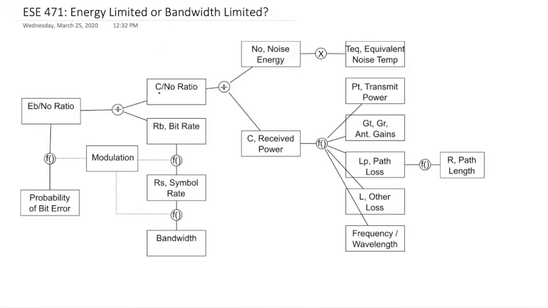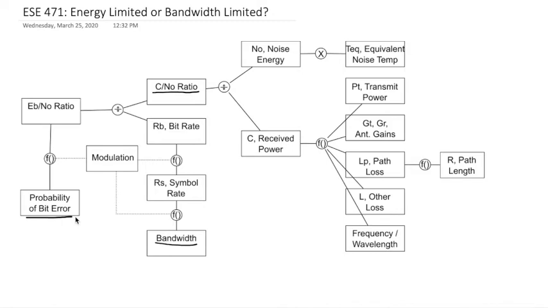Specifically, I'm going to talk about when we're given a C over N naught ratio, or equivalently, we're given the noise and received power model parameters in order to get to the C over N naught ratio. We're also going to be given a bandwidth constraint. That's a very realistic case where we have limited bandwidth. And we're going to be given a probability of error constraint. Again, a very realistic constraint that we know something about our application and we want to design for that.